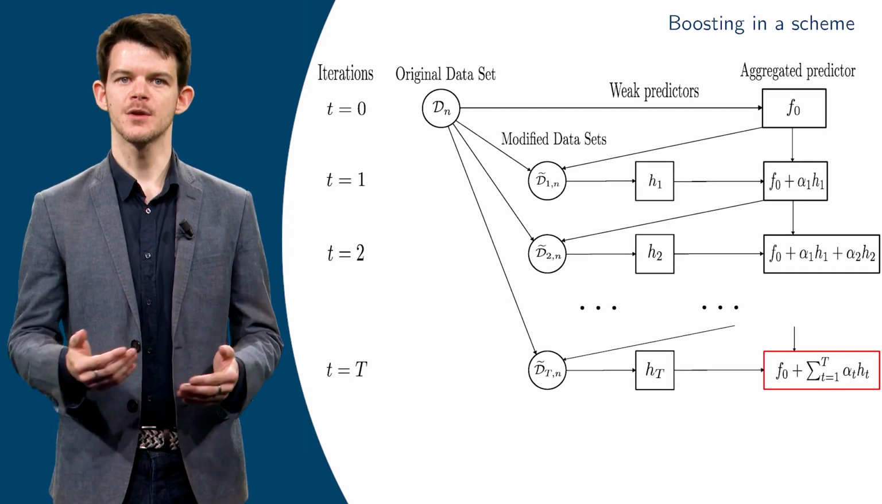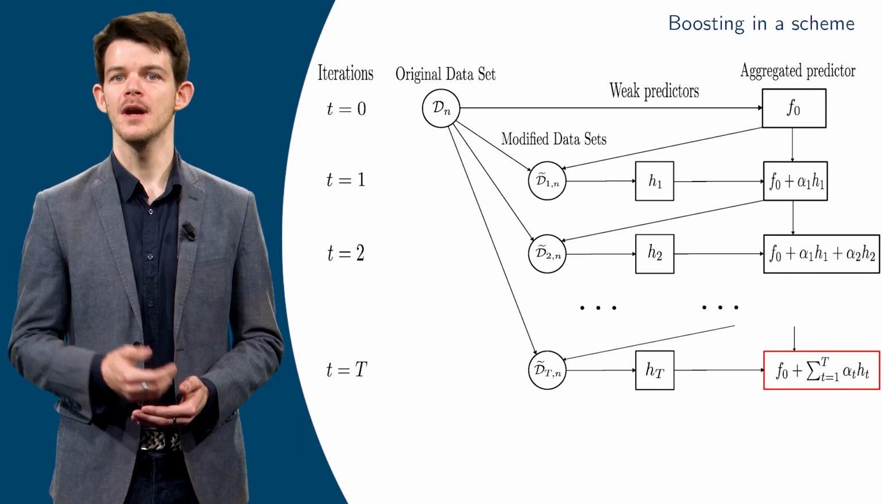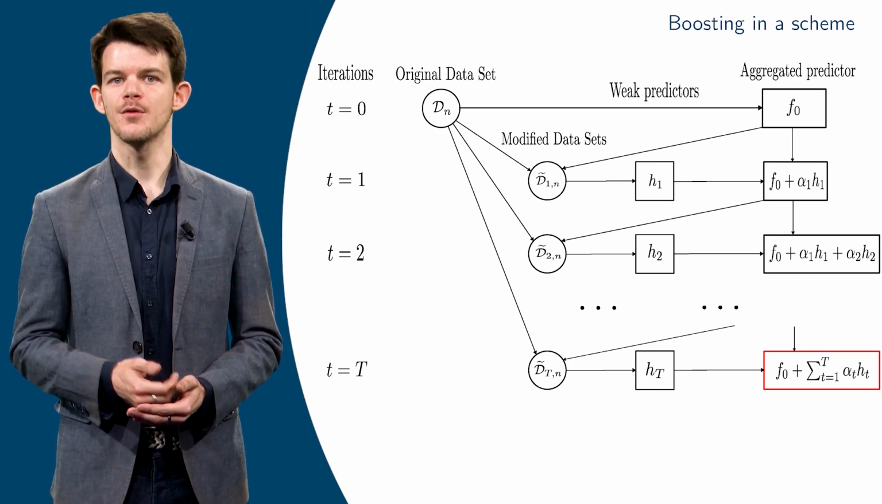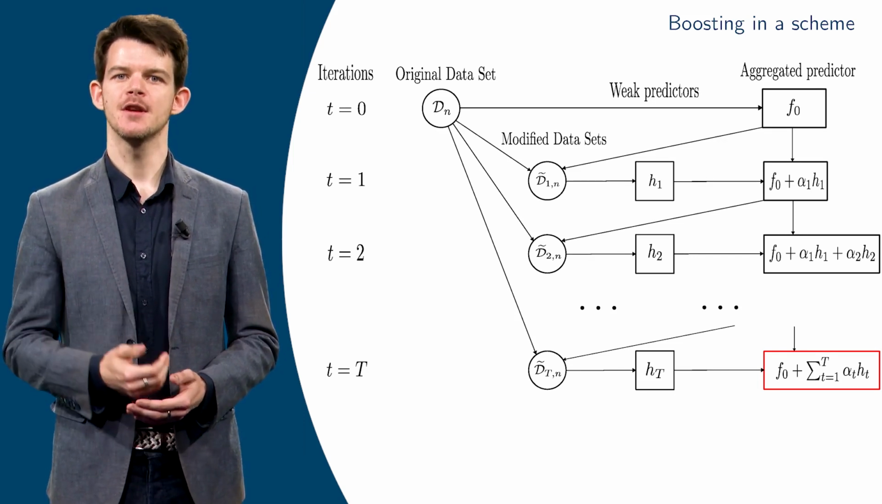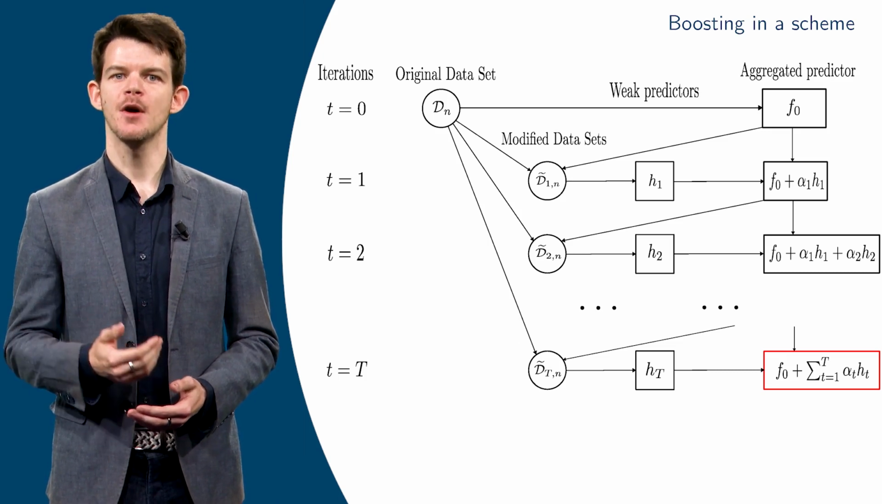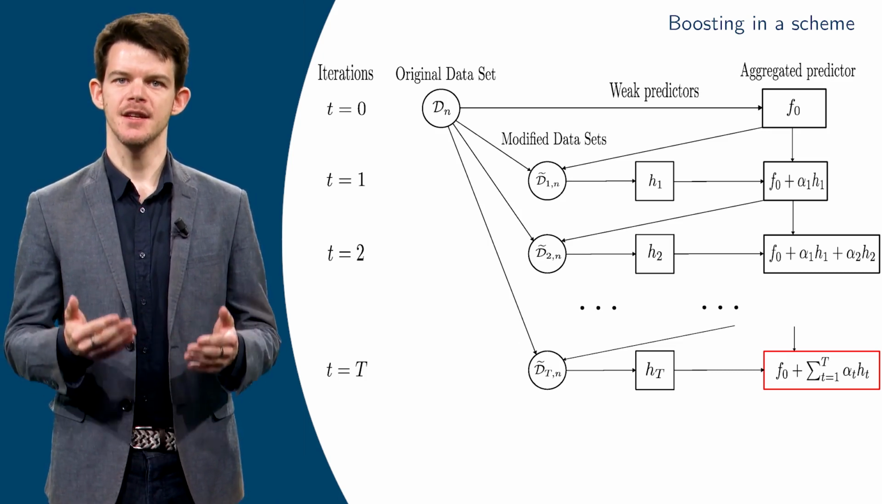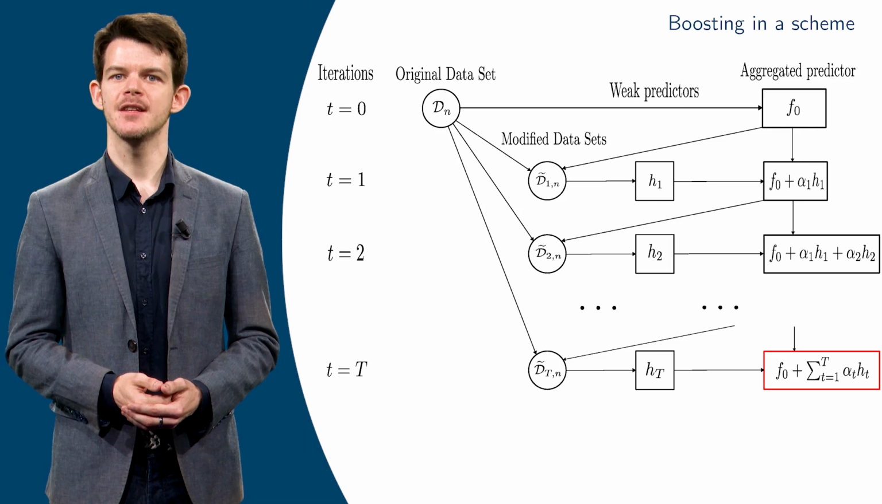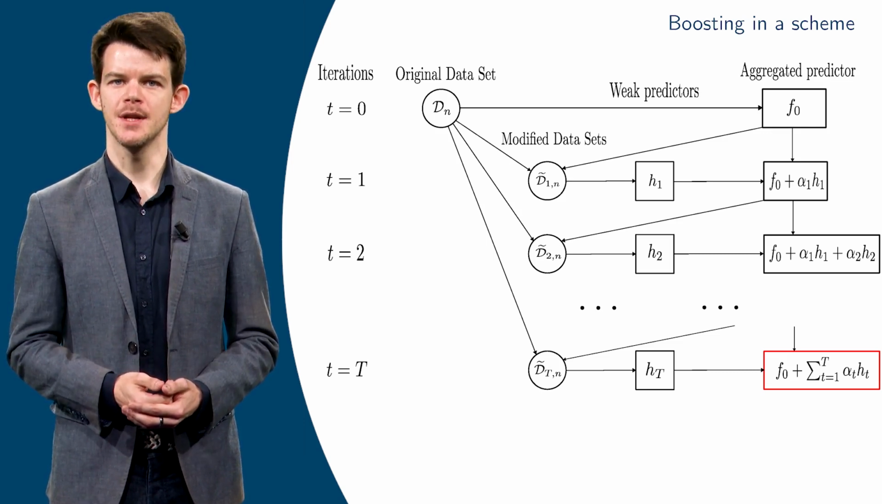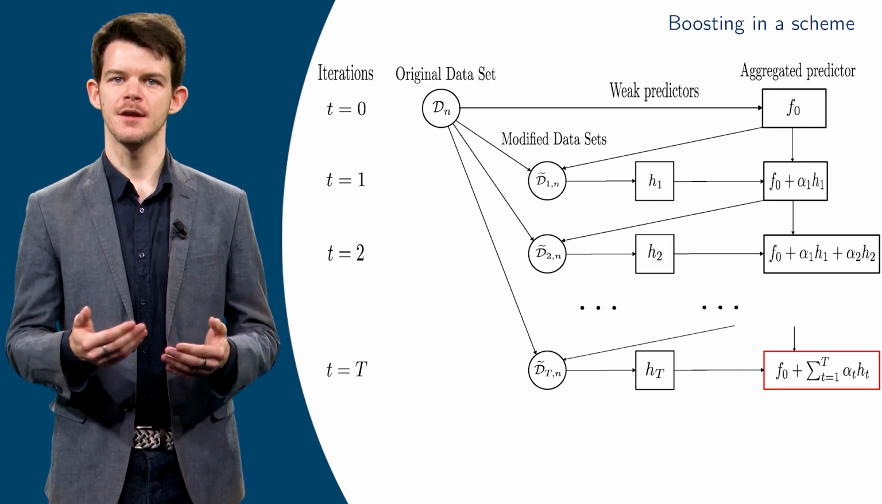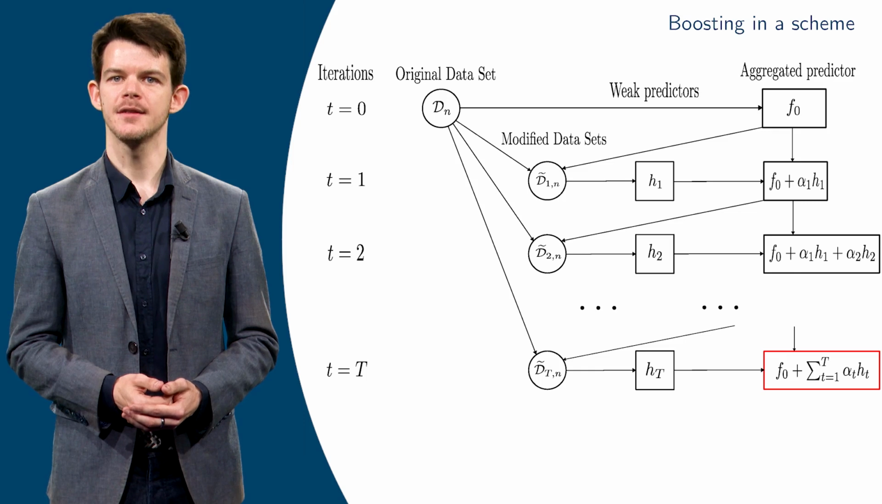The final predictor of the boosting thus has the form f0 plus the sum from t equals 1 to big T of alpha t ht. This predictor is therefore nothing more than a weighted sum of decision trees. Note that here the construction of the trees is sequential. Unlike random forest, the construction of each tree depends on the construction of all previous trees. It is therefore very difficult to parallelize this algorithm.